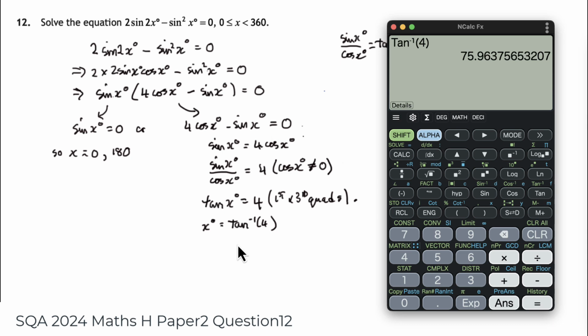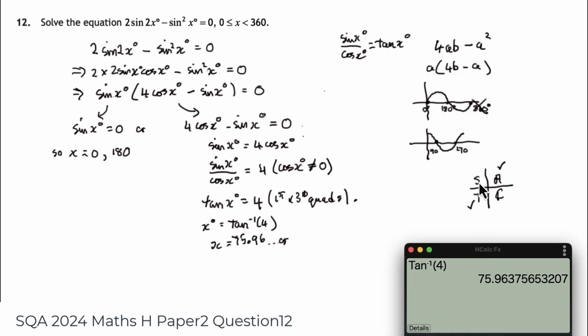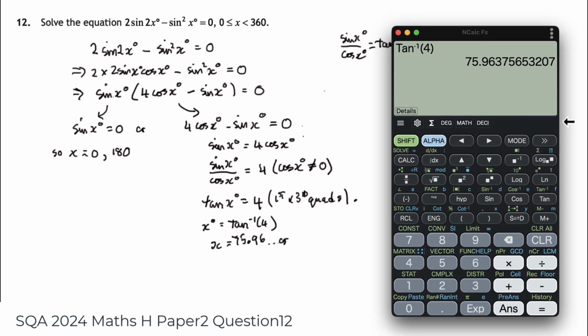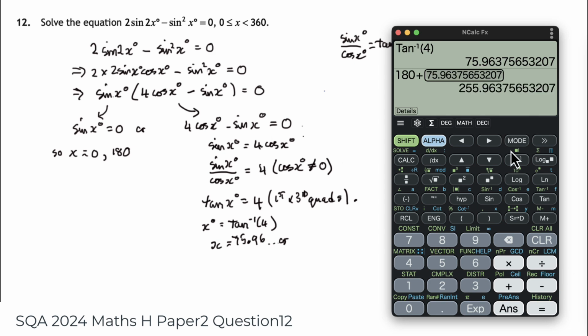That gives us this angle. So x equals 75.96 and so on. That's the first quadrant angle. Now to get into the third quadrant, we'd need to take 180 plus the first quadrant angle. So let's take 180 plus that answer, and that gives us 255.96 and so on.